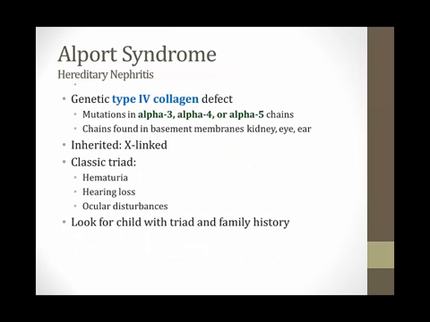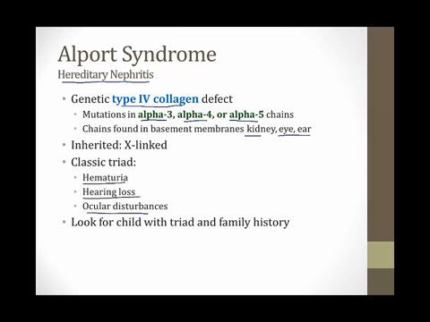Our final cause of the nephritic syndrome is very rare. It's called Alport syndrome. It's also called hereditary nephritis. This is a genetic disorder that involves a type 4 collagen defect. Children born with this condition have genetic mutations in the genes that code for the alpha 3, alpha 4, or alpha 5 chains of type 4 collagen. And those chains are found in the basement membranes of the kidney, but also in the eyes and in the ear. For this reason, children with Alport syndrome have a classic triad of hematuria from nephritis, as well as hearing loss and ocular disturbances.